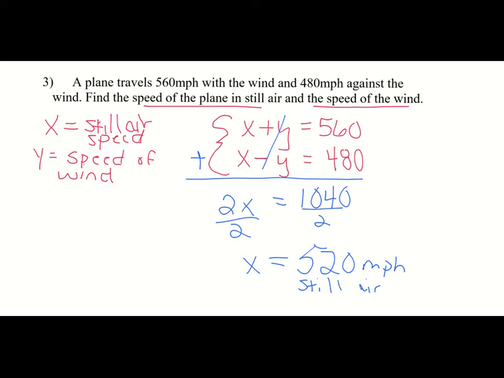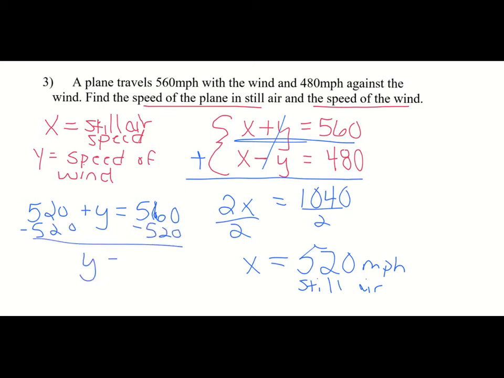Now let's find y. Again, I'm going to go up to this equation. So I'll do 520 plus y equals 560, and we'll subtract 520 from both sides. So y is equal to, not 500, excuse me, 40. And this will be 40 miles per hour, and this is the wind speed.